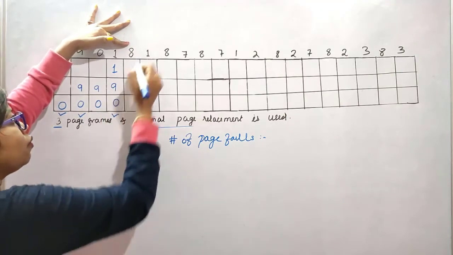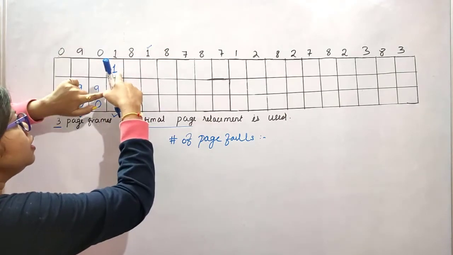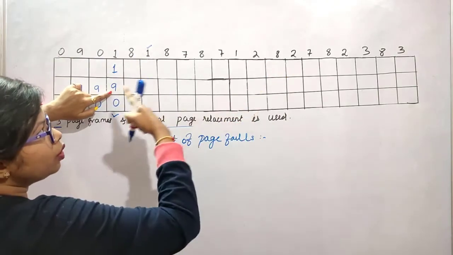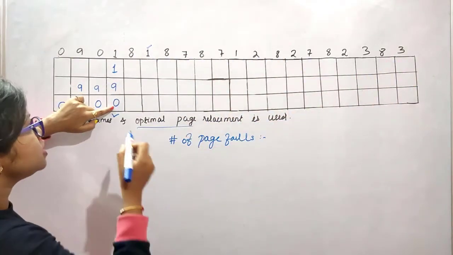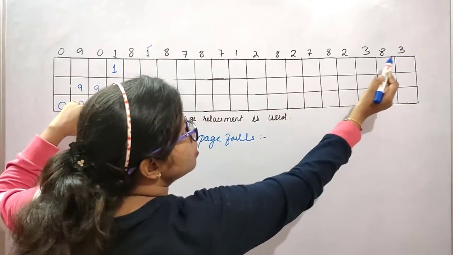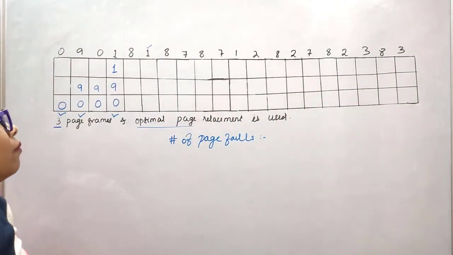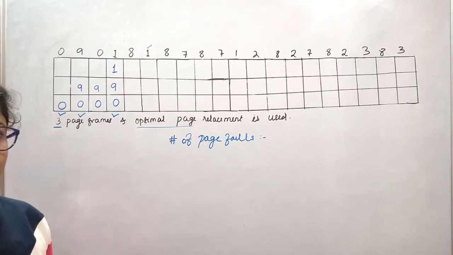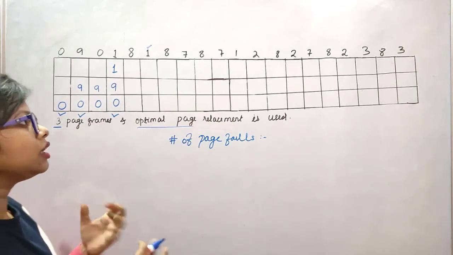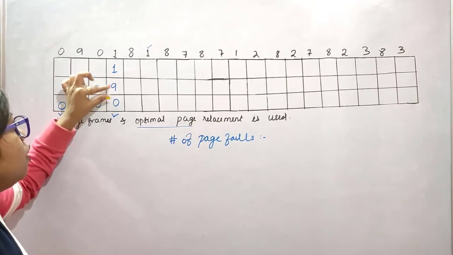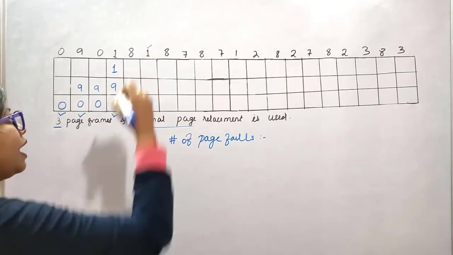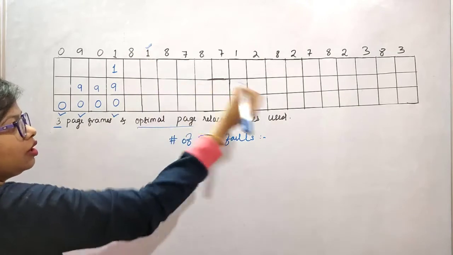Here 1 is used, and there is no 9 in the reference. See, there is no 9, and again it is searching for 0 but there is no 0 either. So in this case students will get confused about what to do and which one to replace, 0 or 9. Understood? 1 is available but there is no 0 and 9.